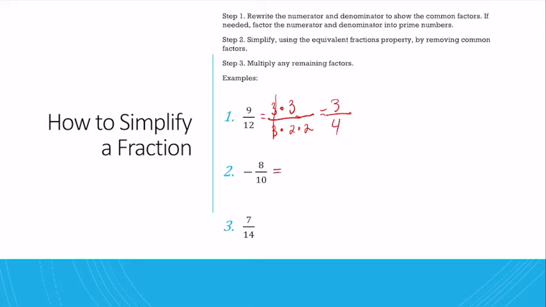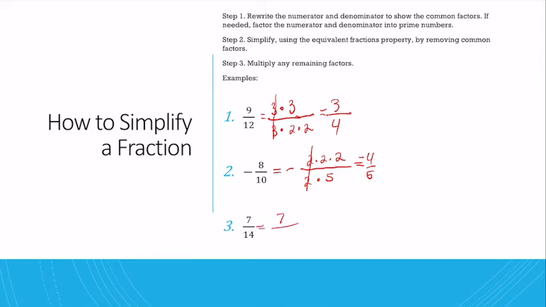Next, I have -8/10. So we're going to have to keep that negative in the front, but I want us to go ahead and factor 8 and 10. Well, 8 is 2 cubed, so 2 times 2 times 2. We'll talk about exponents later. And 10 is 2 times 5. I can see that one of these 2's is going to cancel, and I'm left with 4/5. Make sure we don't forget our negative. That's -4/5. Then I have 7/14.